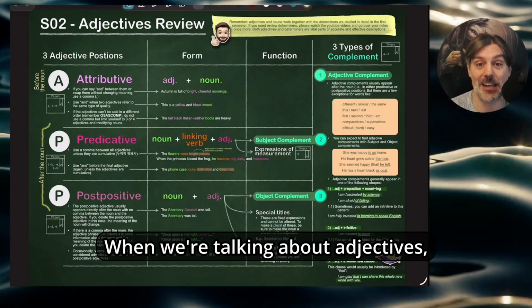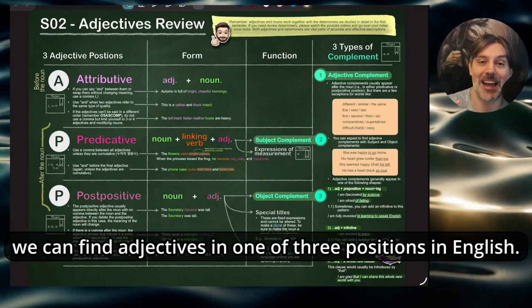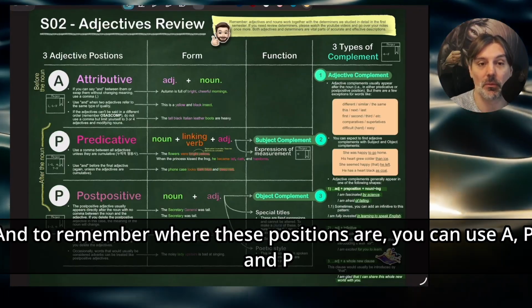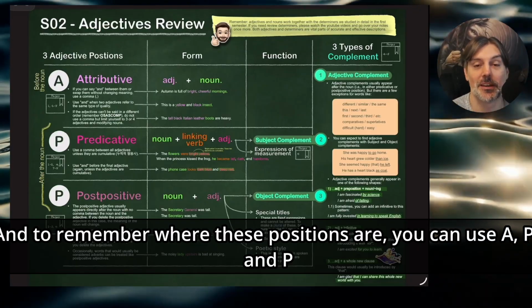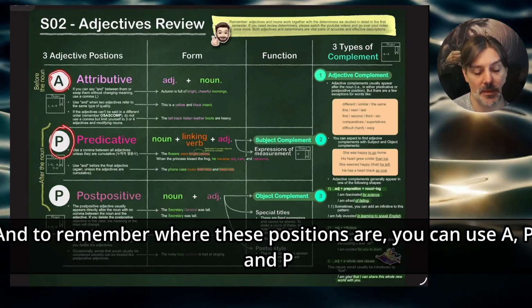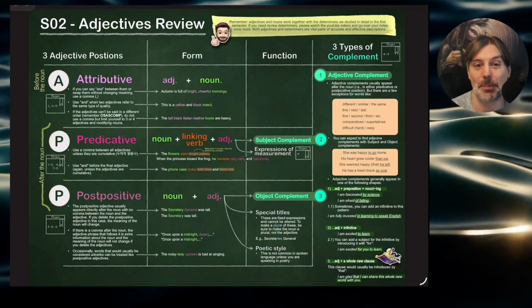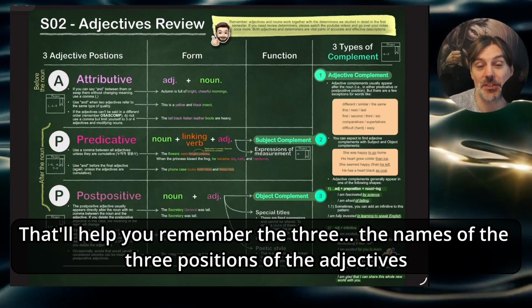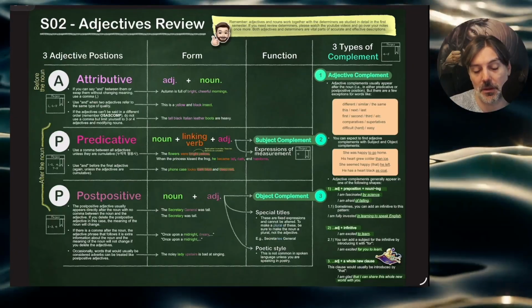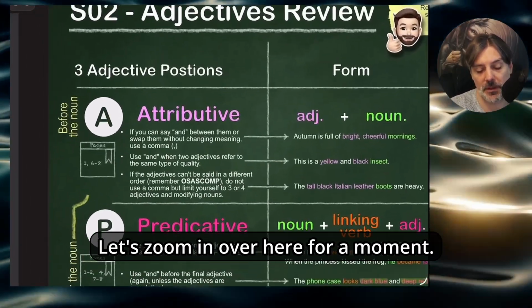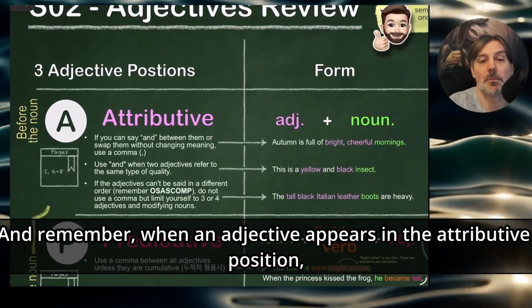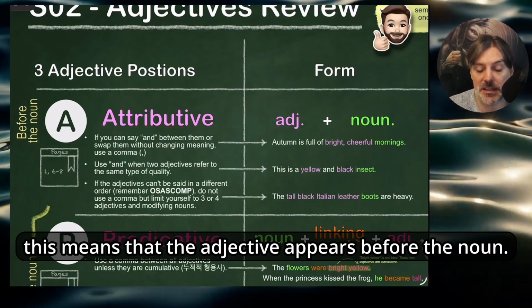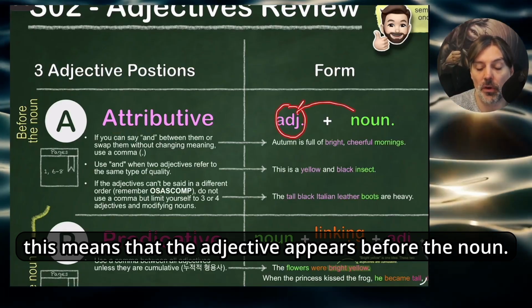When we're talking about adjectives, we can find adjectives in one of 3 positions in English. And to remember where these positions are, you can use A, P, and P. Okay, app. That'll help you remember the names of the 3 positions of the adjectives. Let's zoom in over here for a moment. And remember, when an adjective appears in the attributive position, this means that the adjective appears before the noun.